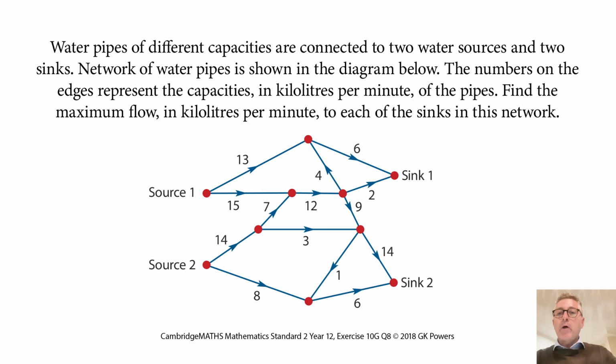So here's a network flow problem from the 2018 Cambridge Standard 2 text. Water pipes of different capacities are connected to two water sources and two sinks, source 1 and source 2 and sink 1 and sink 2. A network of water pipes is shown in the diagram below. The numbers on the edges represent the capacities in kilolitres per minute of the pipes. Find the maximum flow in kilolitres per minute to each of the sinks in this network.